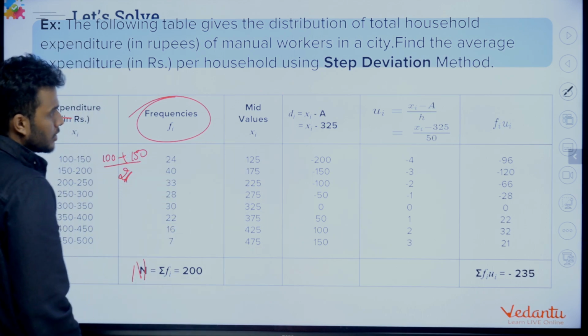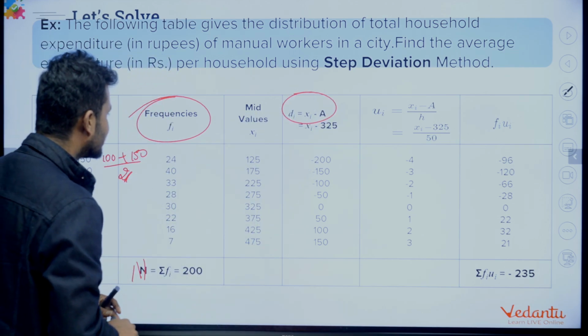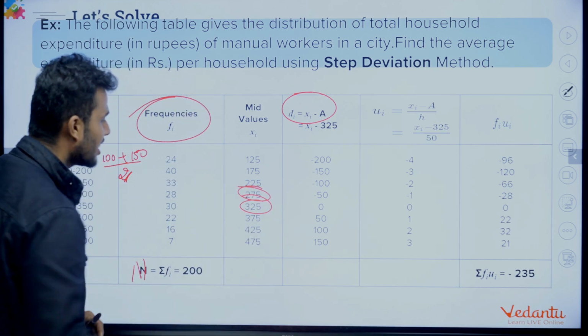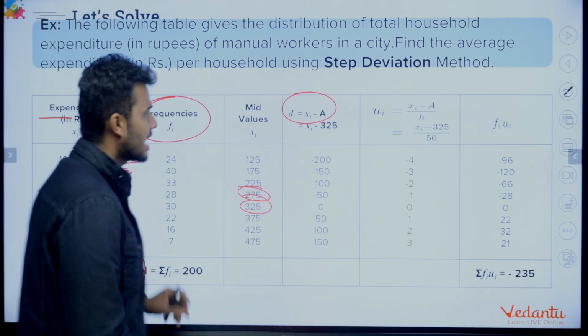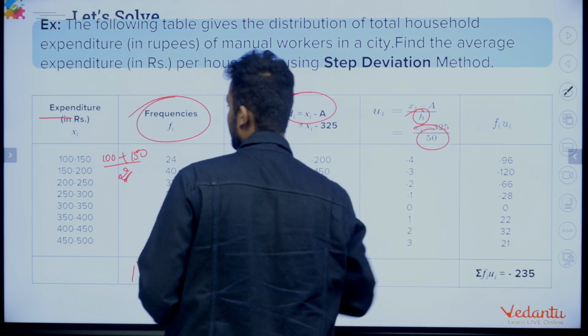It's given this value. Then find the di value. How to find the di? Here, what is the A value, students? A value is 325. Either you choose 275 or 325. Then A is done. What about this h? h is nothing but 50.